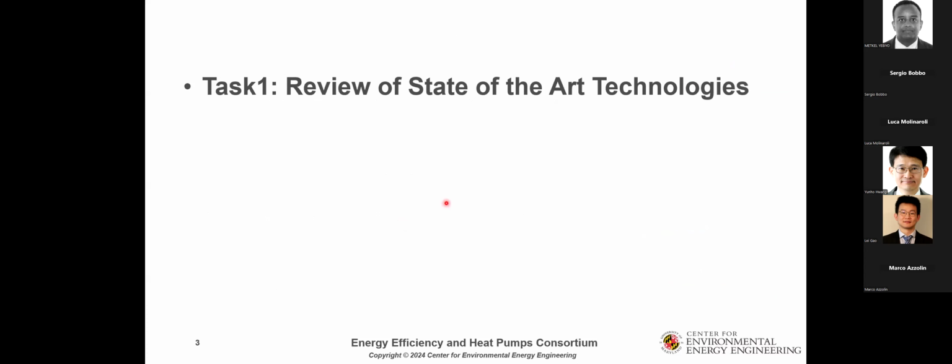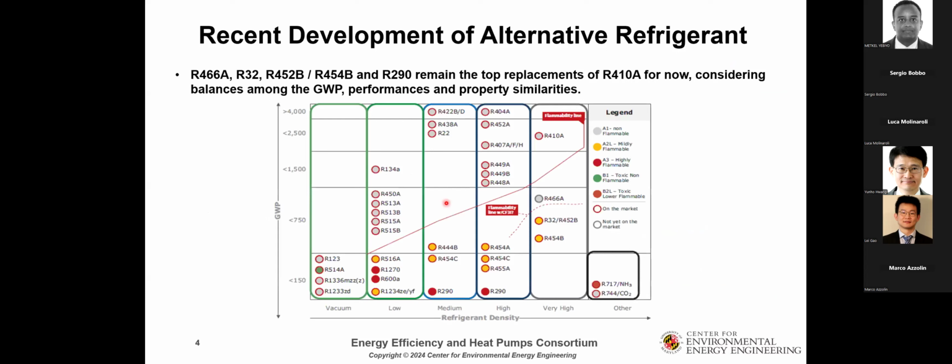So this presentation will be divided based on the target task. The very first task is a review of the state of the art. The figure below shows the comparison between different refrigerants, GWP versus refrigerant density or pressure. It is observed that the majority of low GWP candidates are A2L type, with mild flammability.